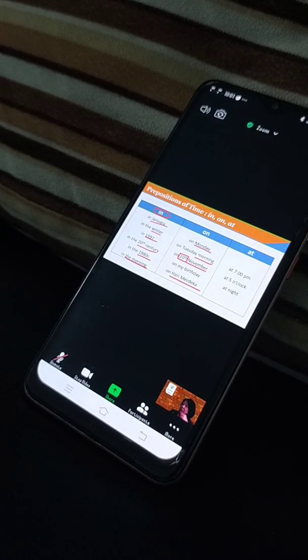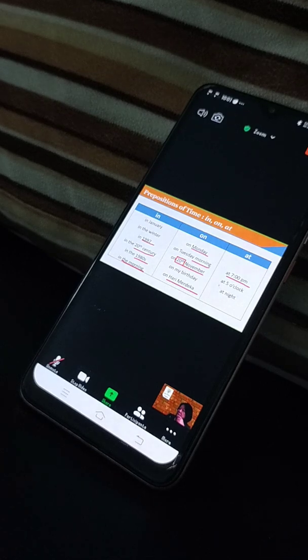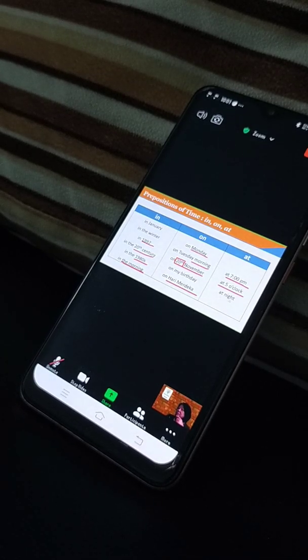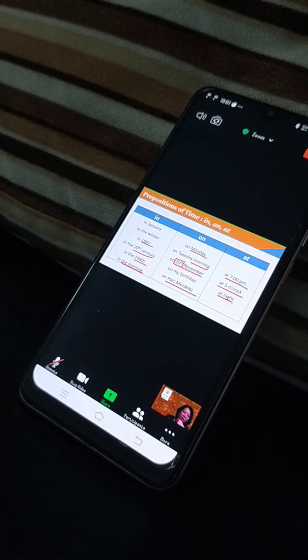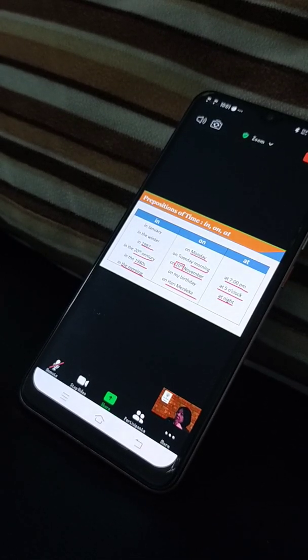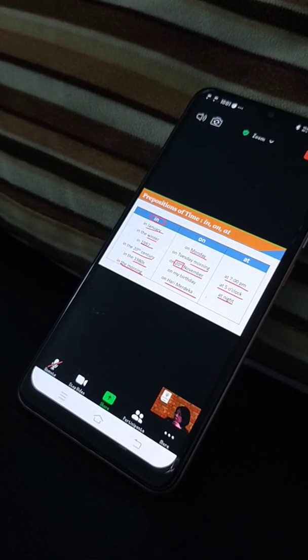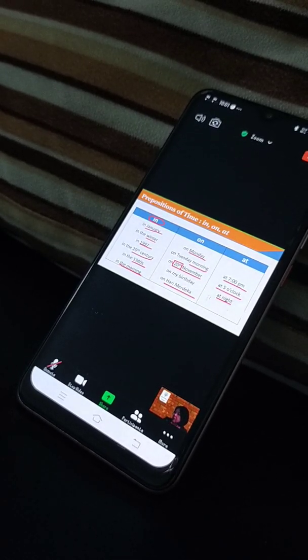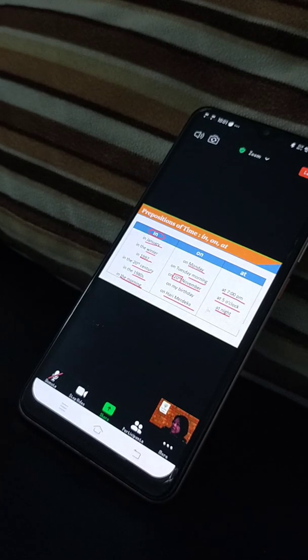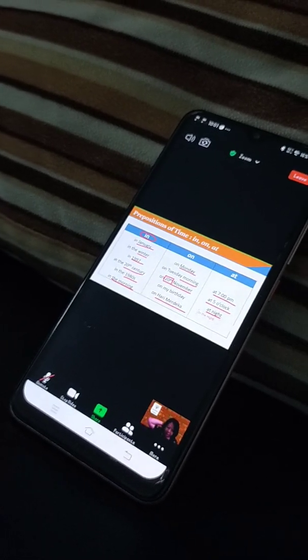At is used for time, like at 5 o'clock, at night, not on night. Instead of in the morning, you say at night. You can say in the night, not at the night, because of the word the.